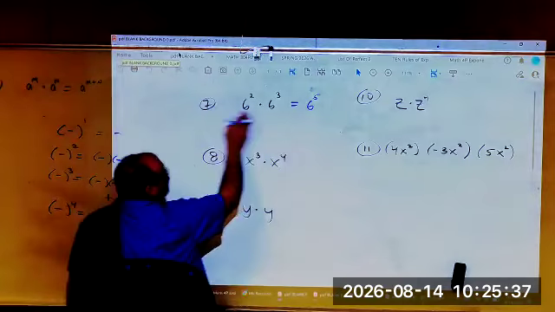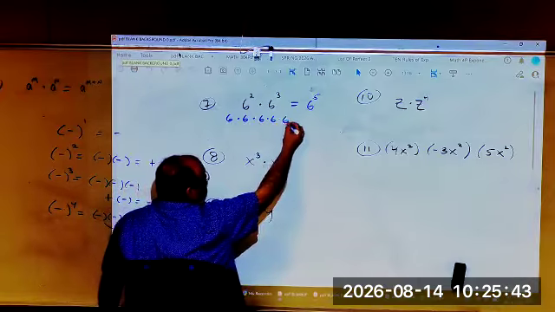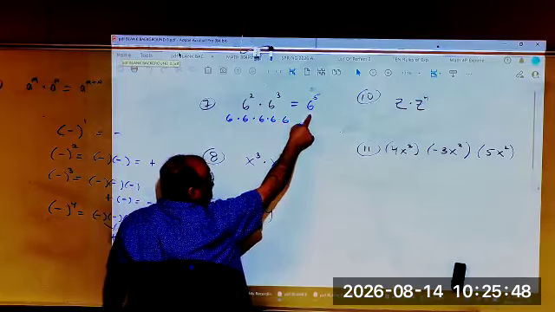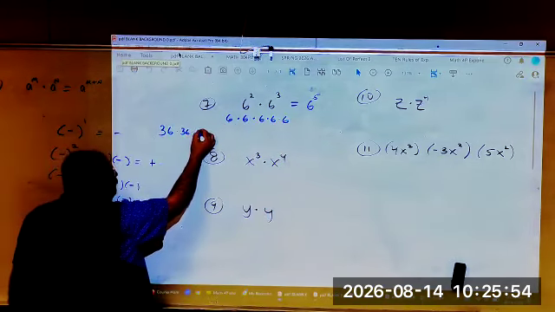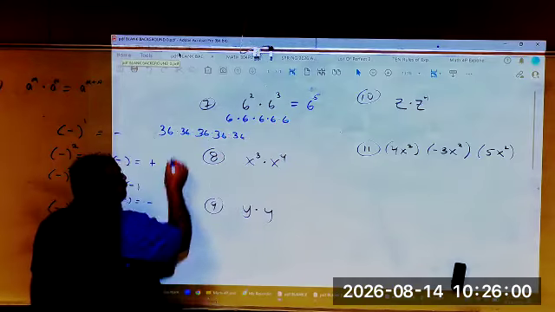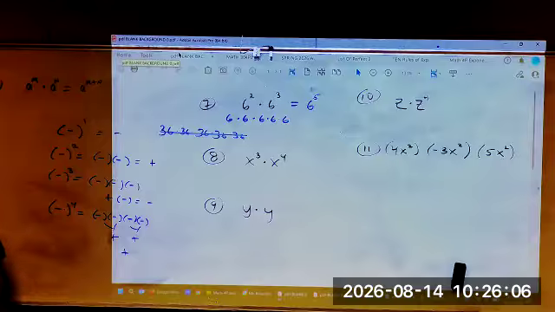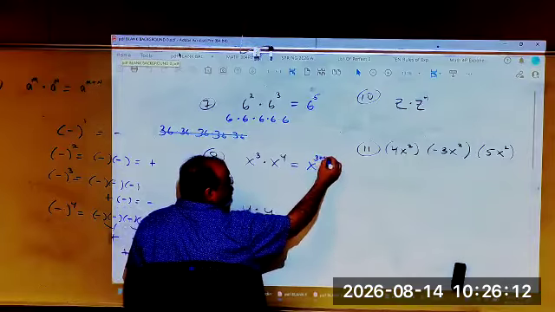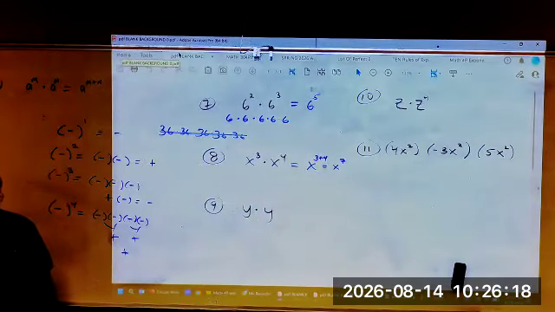The question is, look at this problem. It is 6 times 6 times 6 times 6 times 6. How many 6s are being multiplied together? 5 of them, so it's 6 to the fifth power. 36 to the fifth would look like five 36s, and we don't have that. That's why it's not 36 to the fifth. All you do is add the exponents. So it's x to the third times x to the fourth. So x to the seventh. 3 plus 4 equals x to the seventh. You add the exponents.